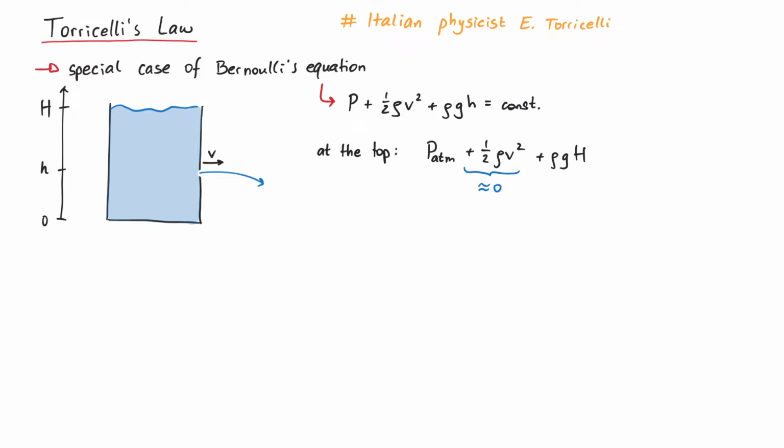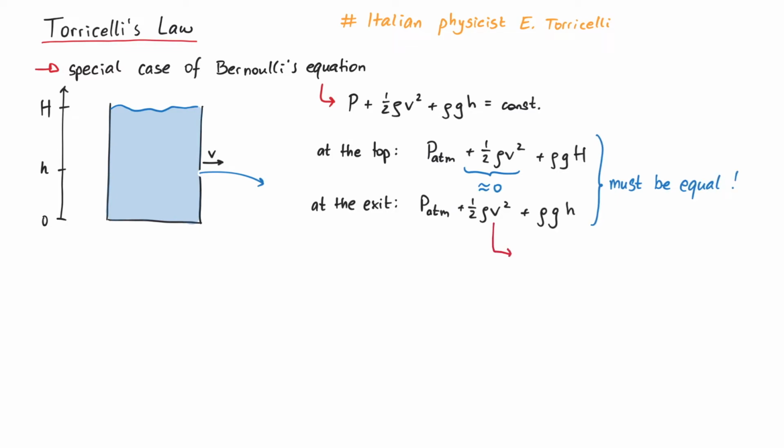Whatever pressure this results in, it must be the same at the exit. The static pressure is again the atmospheric pressure, the dynamic pressure is determined via the exit velocity v, and the gravitational part is specified by the height lowercase h. Applying Bernoulli's equation means that these terms must be equal, and solving for the velocity v leads to this result, which is proportional to the square root of the height difference.